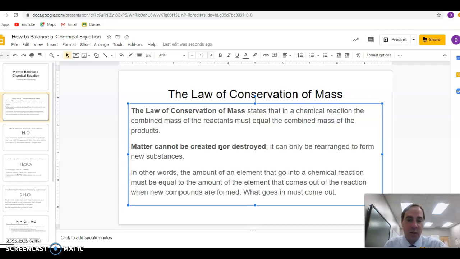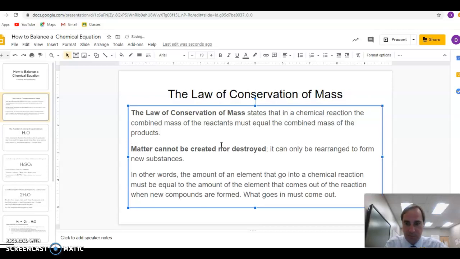So as I have written up here, in other words, the amount of an element that goes into a chemical reaction must equal the amount of the element that comes out of the reaction when the new compounds are formed. So just keep in mind, what goes in must come out in an equal amount.